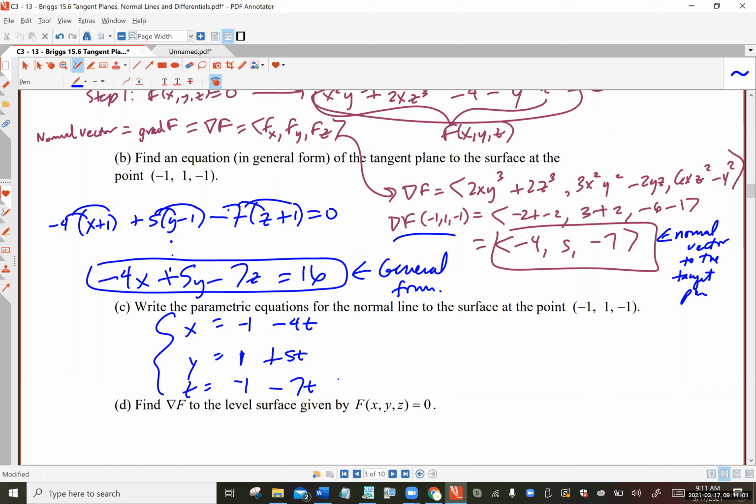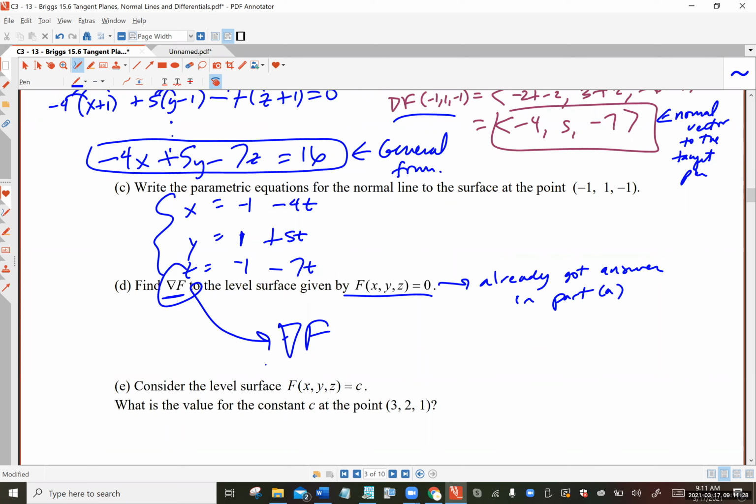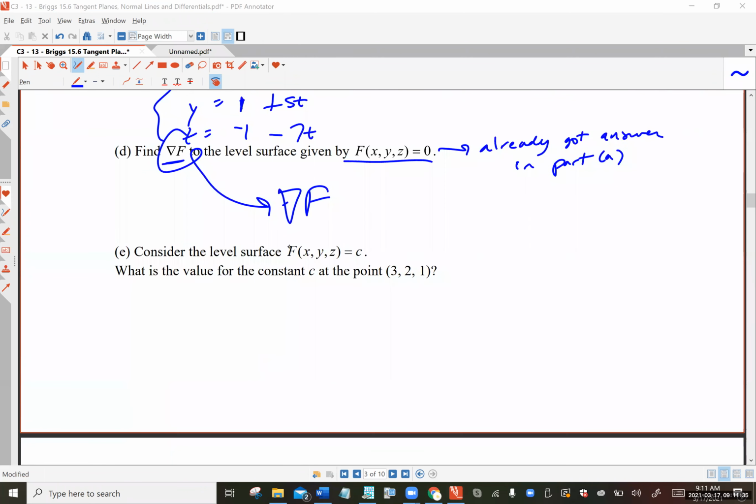Okay, and then a couple other questions. What's the gradient del F to this level surface? Well, we already got the answer in part A. The gradient to the level surface is just del F, which I don't feel like writing out again because we just did it. You can use that to find a normal vector to any point on your surface. Now consider this level surface.